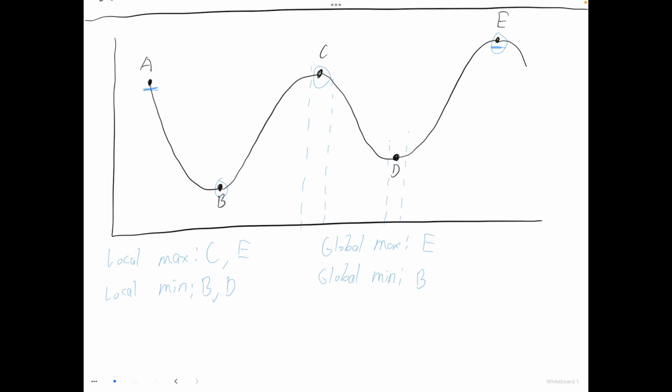And so here we have our local maxes, C and E. Our local mins are B and D. Global max is E, and global min is B. And so we can see all that just from this graph.